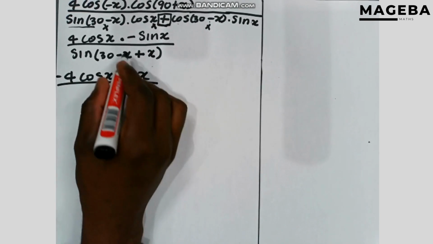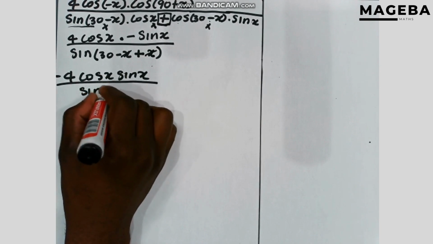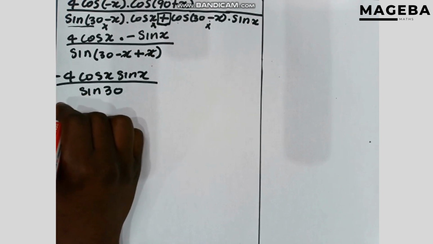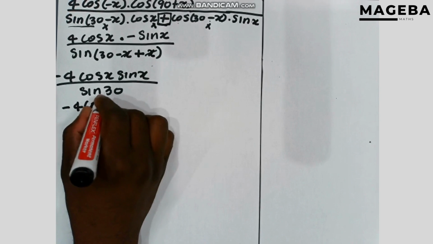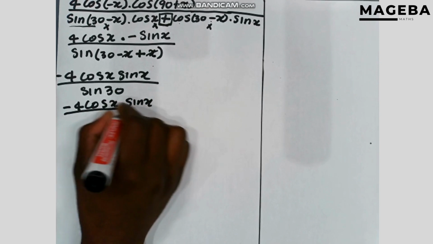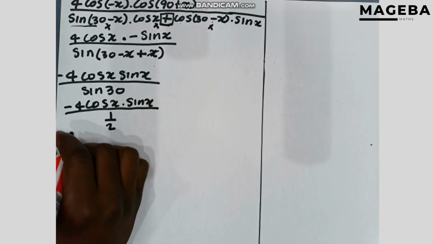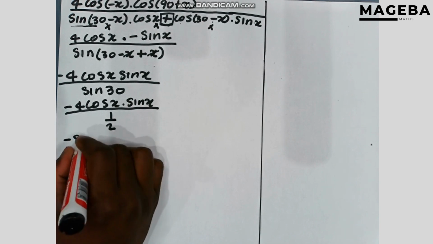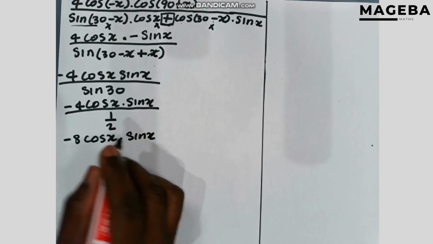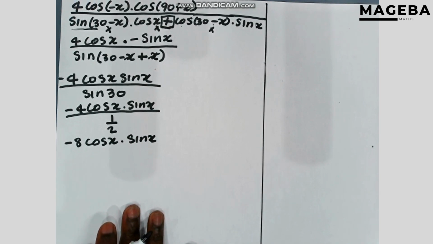then all over, the x here is going to cancel x, so we're just going to be left with sine 30. Sine 30 is 1 over 2, so it's negative 4 cos x, a special angle, then sine x all over 1 over 2, then negative 4 divided by 1 over 2 is going to be negative 8 cos x, then times sine x.